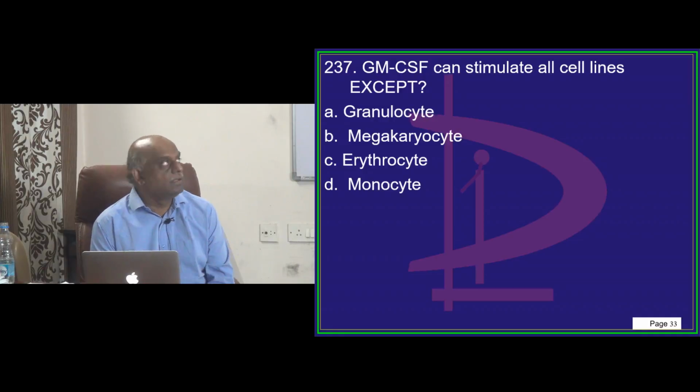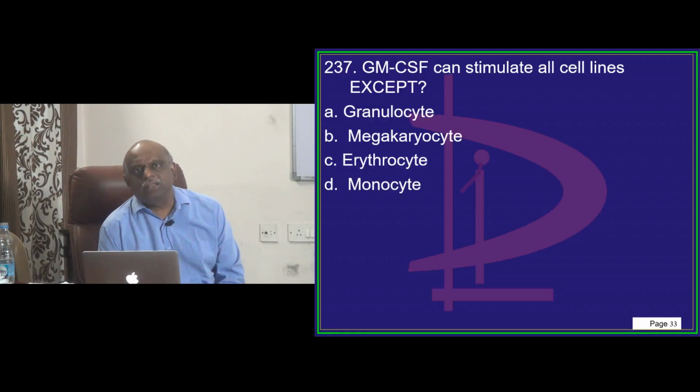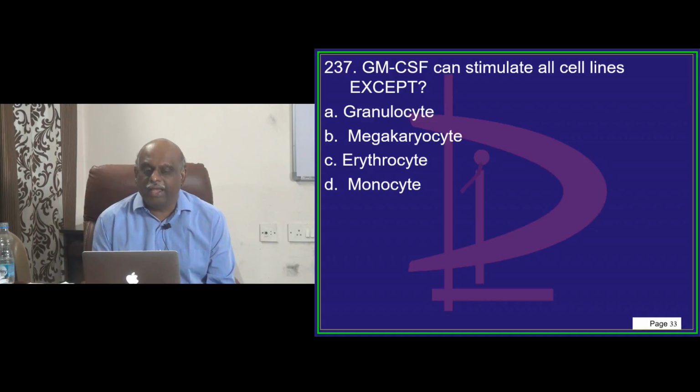GM-CSF can stimulate all the cell lines except what? GM-CSF can stimulate all the cell lines except. Question number 237. Shoot your answer, doctor.